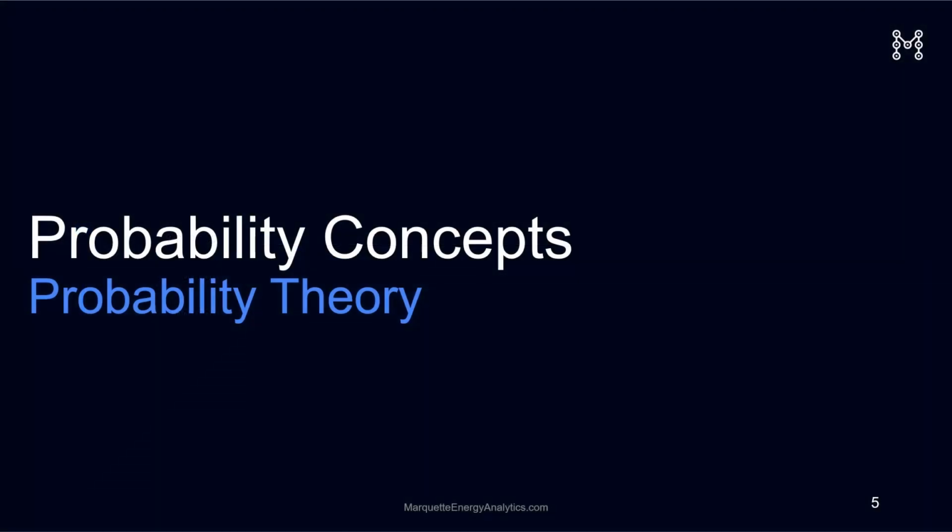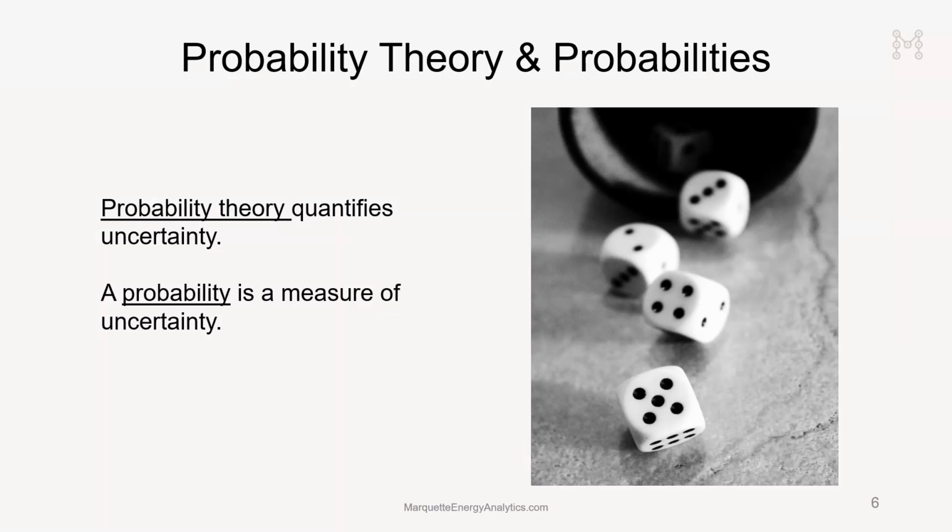To start us off, let's first build a solid foundation in probability theory. Let's begin with some simple definitions for probability theory itself and the concept of a probability. Probability theory is the mathematical study of how likely events are to occur. It quantifies uncertainty or chance. A probability is a measure of uncertainty with a value between 0 and 1, where 0 means an event is impossible and 1 means the event is certain.